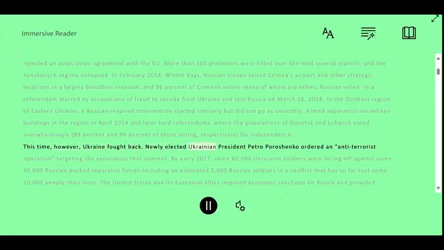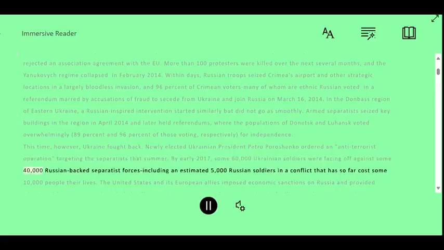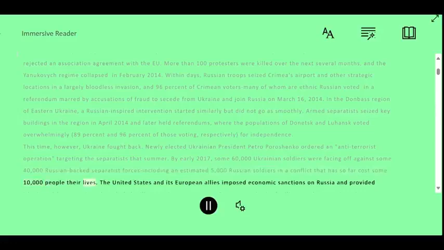Newly elected Ukrainian President Petro Poroshenko ordered an anti-terrorist operation targeting the separatists that summer. By early 2017, some 60,000 Ukrainian soldiers were facing off against some 40,000 Russian-backed separatist forces, including an estimated 5,000 Russian soldiers, in a conflict that has so far cost some 10,000 people their lives.